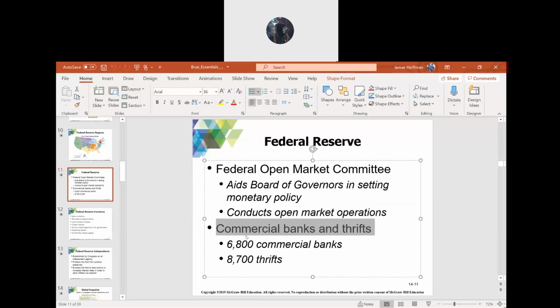Okay, and so they oversee all these commercial banks and thrifts throughout the United States. There's probably about 7,000 commercial banks and probably about 9,000 thrifts. And those are overseen and work with the Federal Open Market Committee.